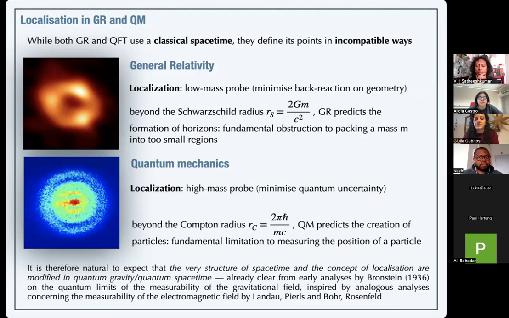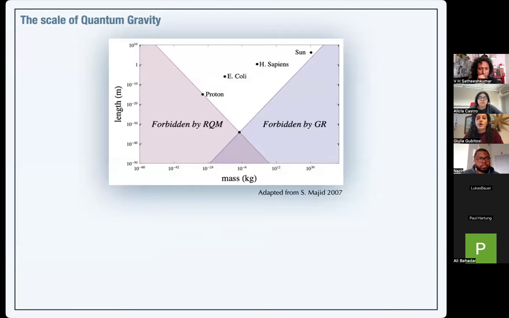So yes, this is something that we should expect. And now the question is, where should we expect to see these signals of breakdown of localization in some sense? Or where shall we expect to have a breakdown of our current notion of spacetime, either in GR or in quantum mechanics? And you probably have seen already this plot.